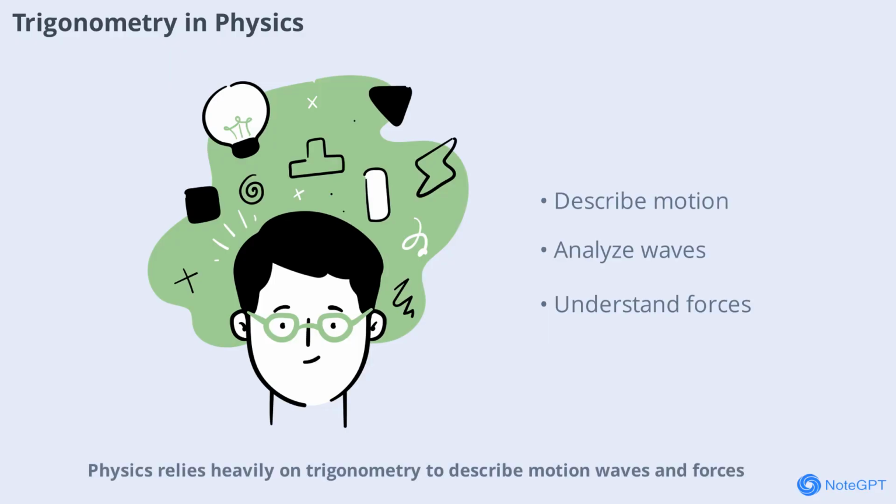Physics relies heavily on trigonometry to describe motion, waves, and forces. From calculating projectile paths to analyzing light and sound, trigonometry helps physicists make sense of the natural world.